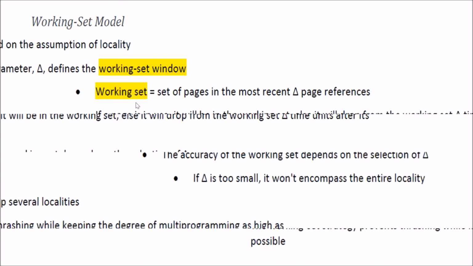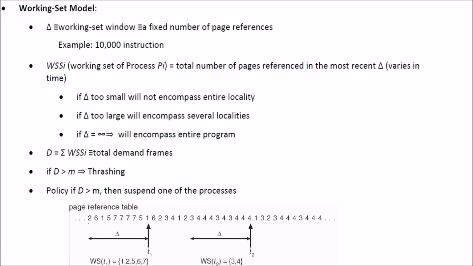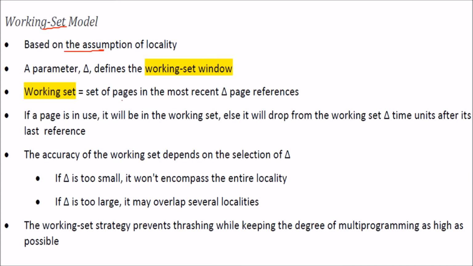I'll show you how this is done. From here to here, we take a delta, a time. So for this delta time, all these pages are kept in this working set model. From here to here, we have kept 3 and 4 because only 3 and 4 are referenced. These are kept in this working set model. So what I'm trying to suggest here is, this is based on the assumption of locality, as you just saw.